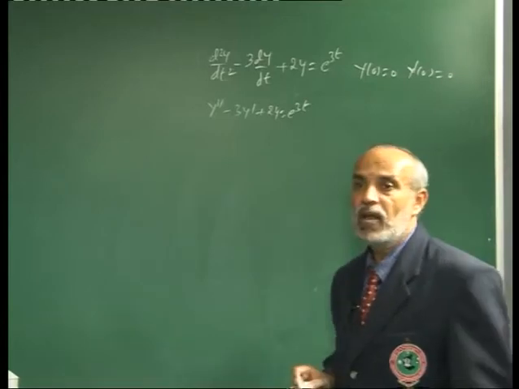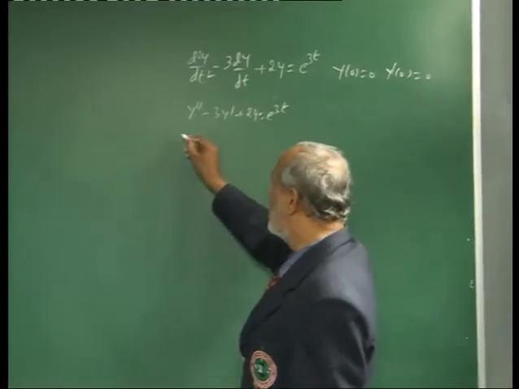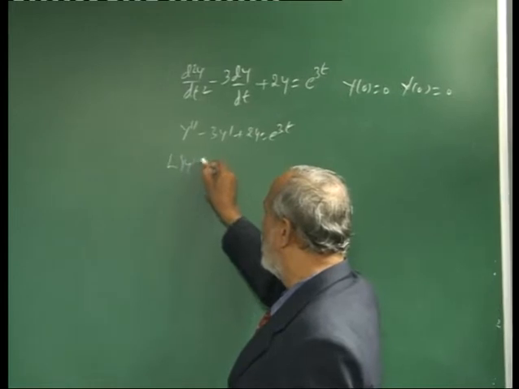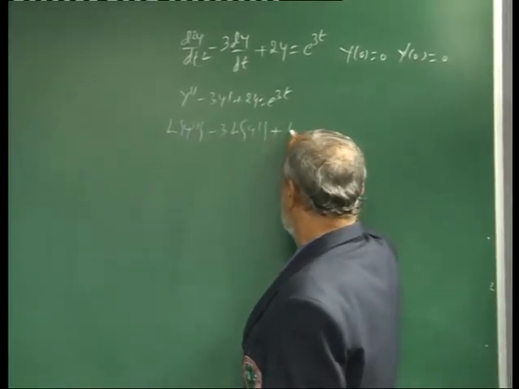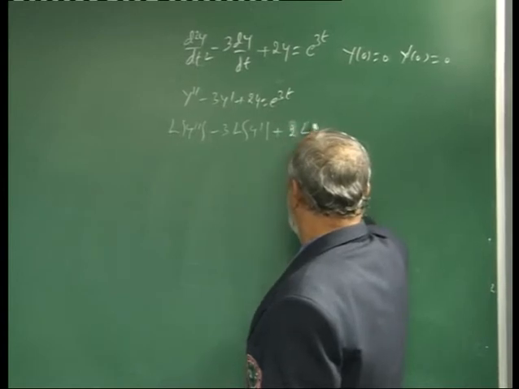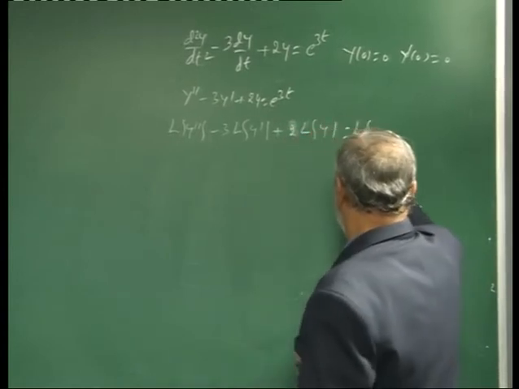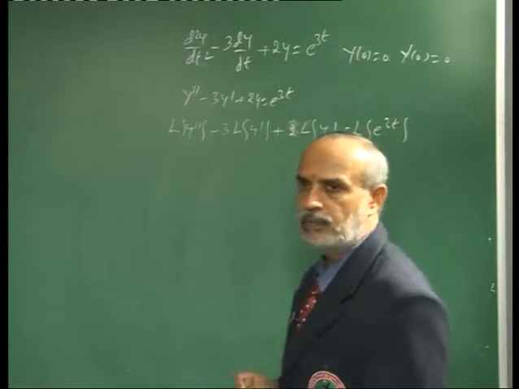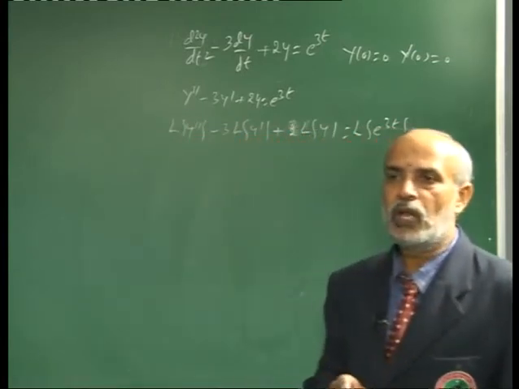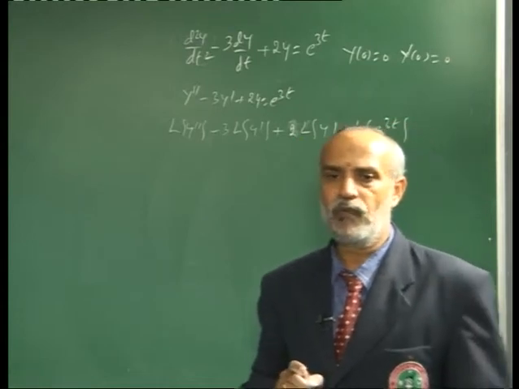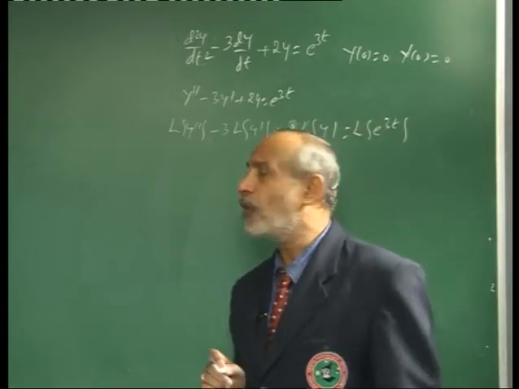Now you can apply the Laplace transform. Apply the Laplace on L of y double dash minus 3 into L of y dash plus 2 into L of y is equal to L of e to the power of 3t. Now once you apply the Laplace transform, you can use the Laplace transform derivative formula. What is the Laplace transform derivative formula?